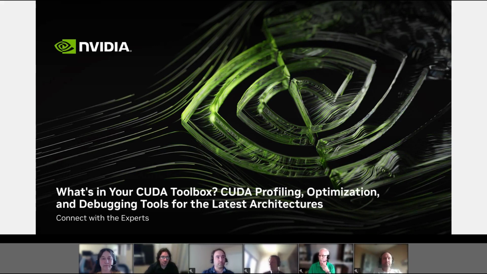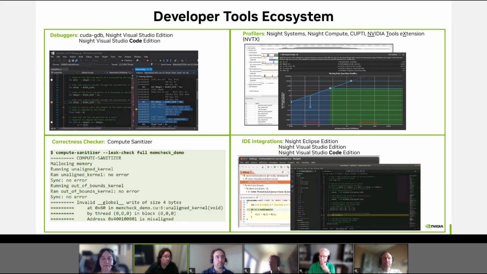So, a quick introduction of what we do and what we've been doing. We are the Developer Tools team. We have products going from IDE integrations all the way to profilers. Starting from the top left quadrant, the debuggers: we have CUDA GDB, Inside Visual Studio Edition, which runs on Windows, and Inside Visual Studio Code Edition that runs on multiple platforms, targeting different OSs.